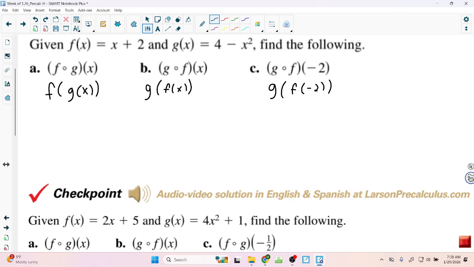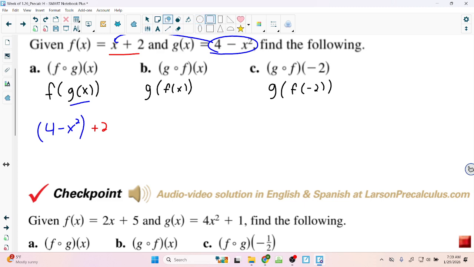So what we do is we want to take g of x, we'll make it blue, okay? And we want to plug that into f of x, which we'll make, I guess, red. So we'll take this and we'll plug it in for x. So f of g of x is 4 minus x squared. That's the x value. And then plus 2. And that should be our answer. Let's put it in a nice little box.